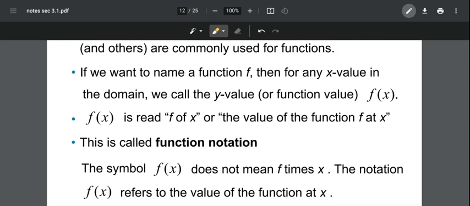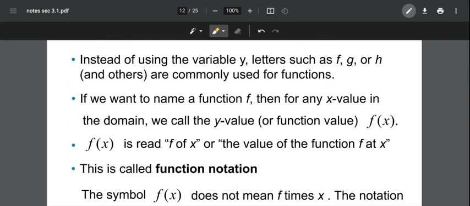It is very important not to make a mistake. This is not the same as f times x. This is just a function notation. f of x means the name of the function is f. The input, which is the domain of this function, will be the x elements. And the meaning of f of x is the y value corresponding to the given x.